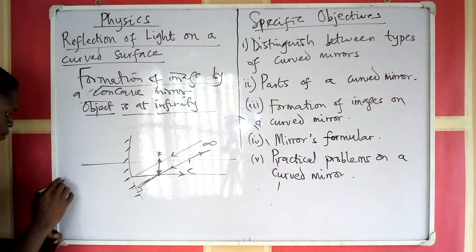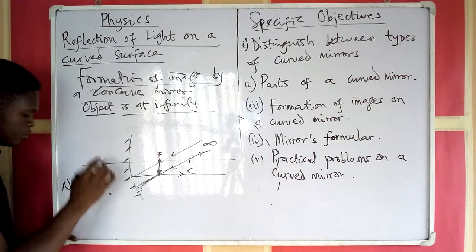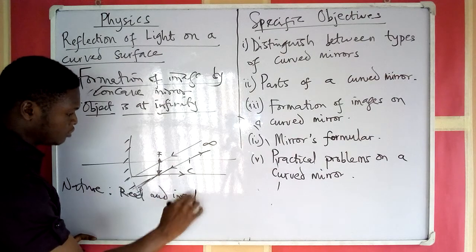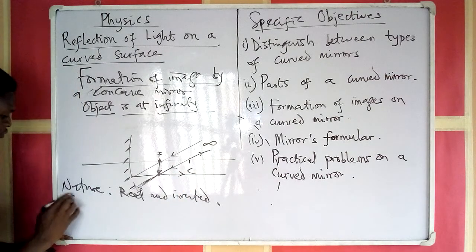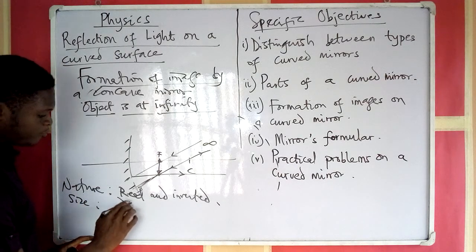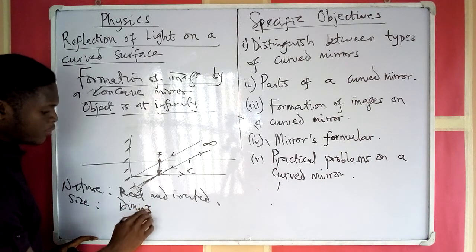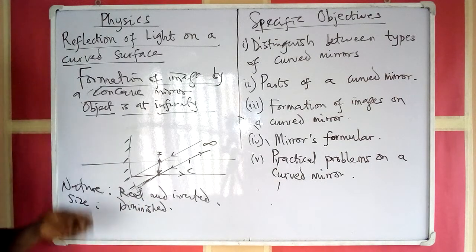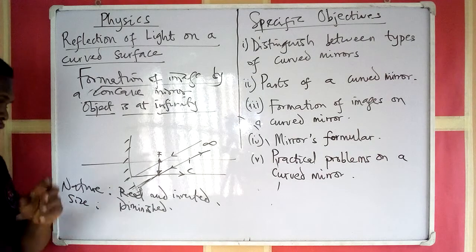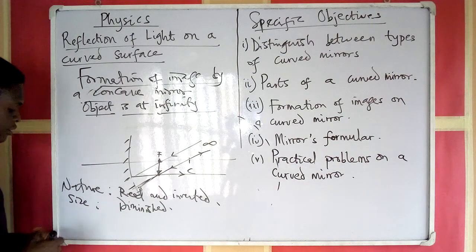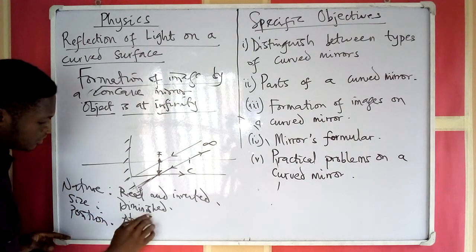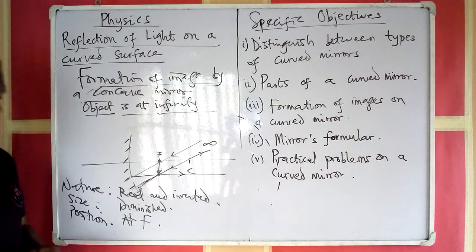Alright, so talking about the nature, what can we say? It is real and inverted. Then what of the size? The size is actually diminished compared to where it is coming from. Now we are going to appreciate this more when we carry out an experiment in the lab, which we might as well give an animation of later in this video. Now the position is at where? At F. The position is at F.